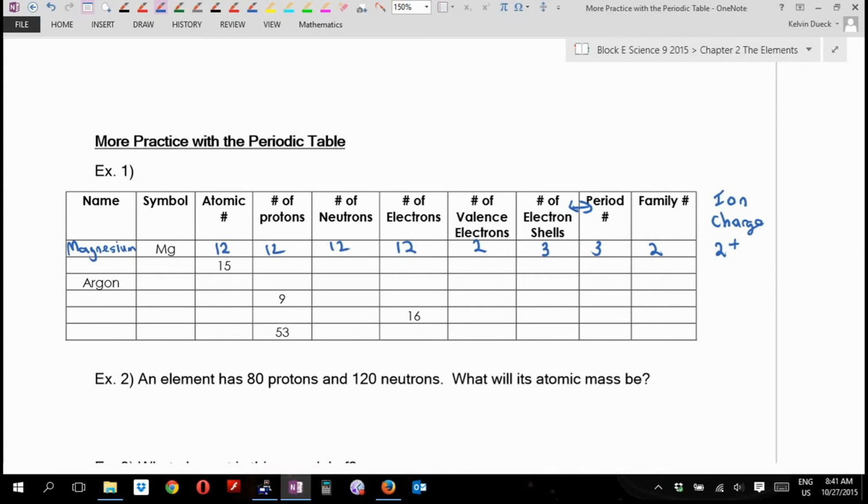15. What's that? Phosphorus? We'll call that one phosphorus. That's okay. Most of these are Latin or Greek or foreign names, so you kind of get a feel for it. Symbol? Capital P. How many protons? 15. How many neutrons? 16. How many electrons when it's neutral, when it's not an ion? 15.